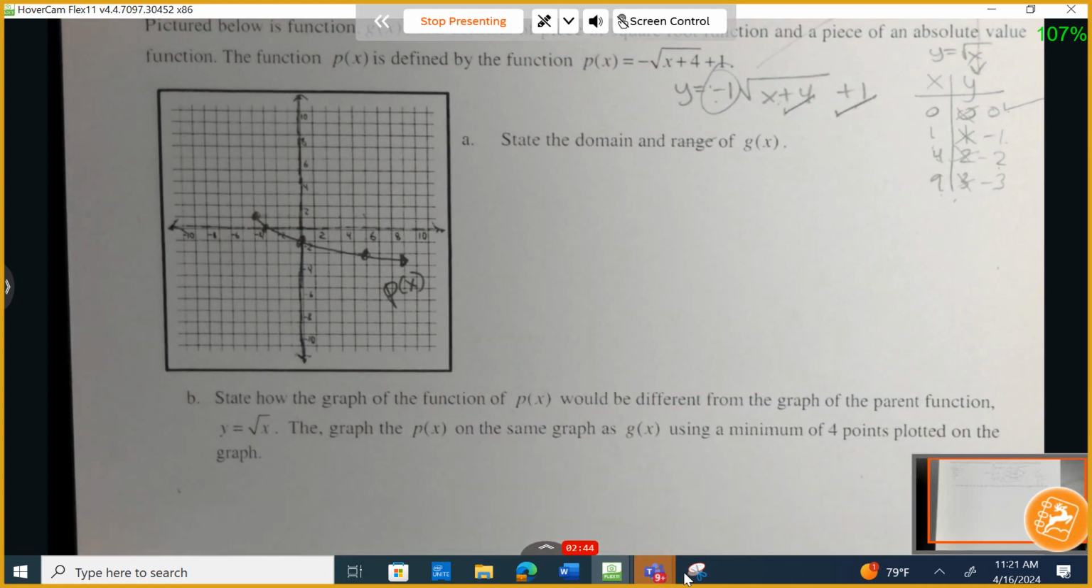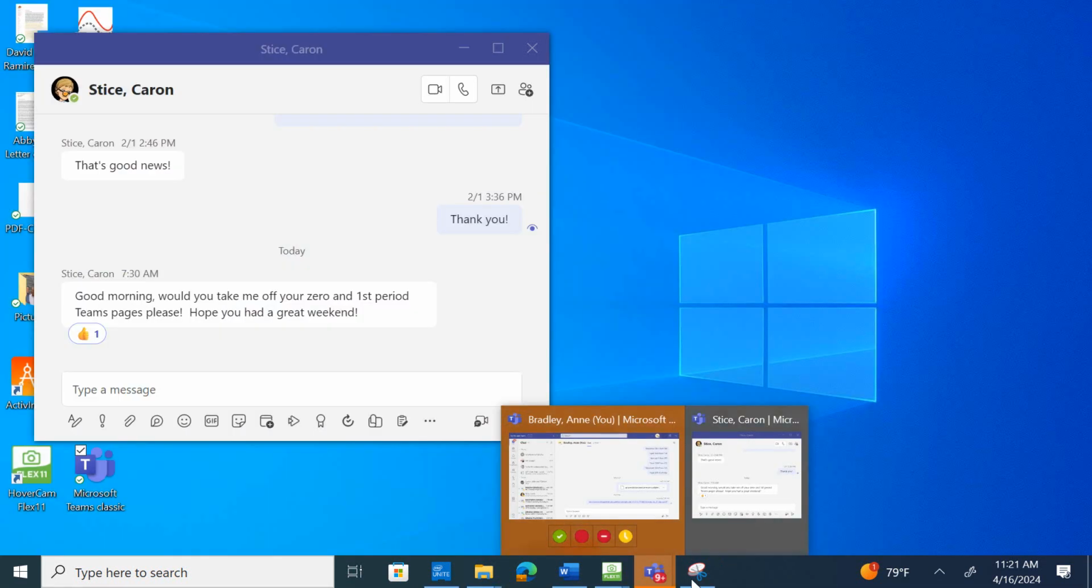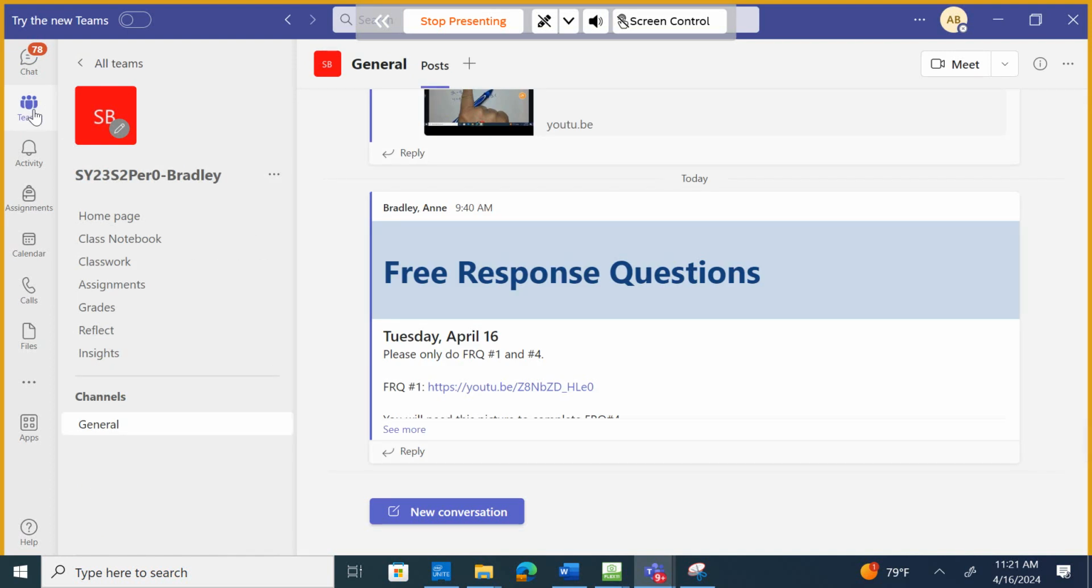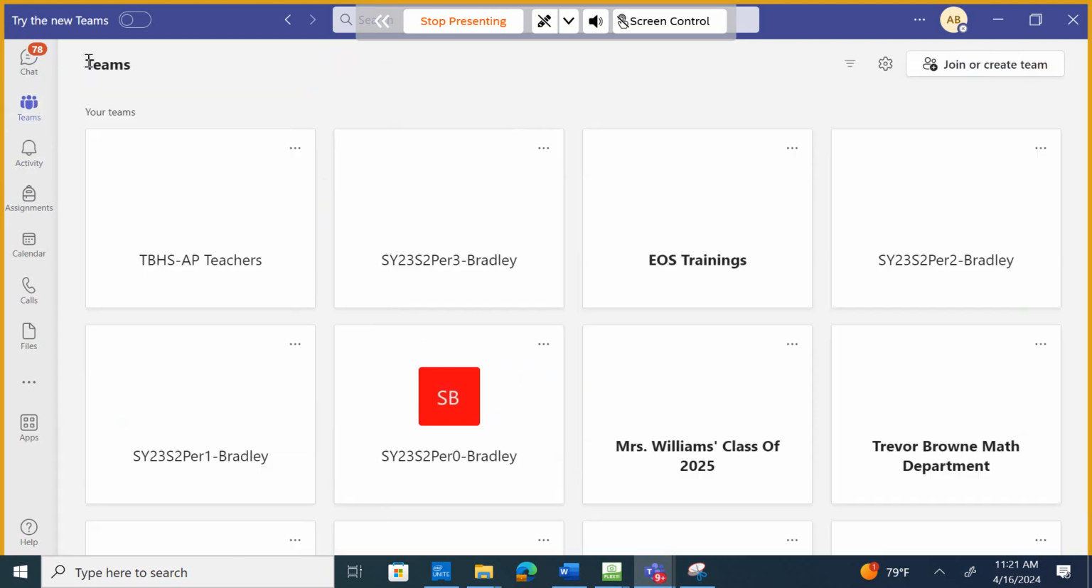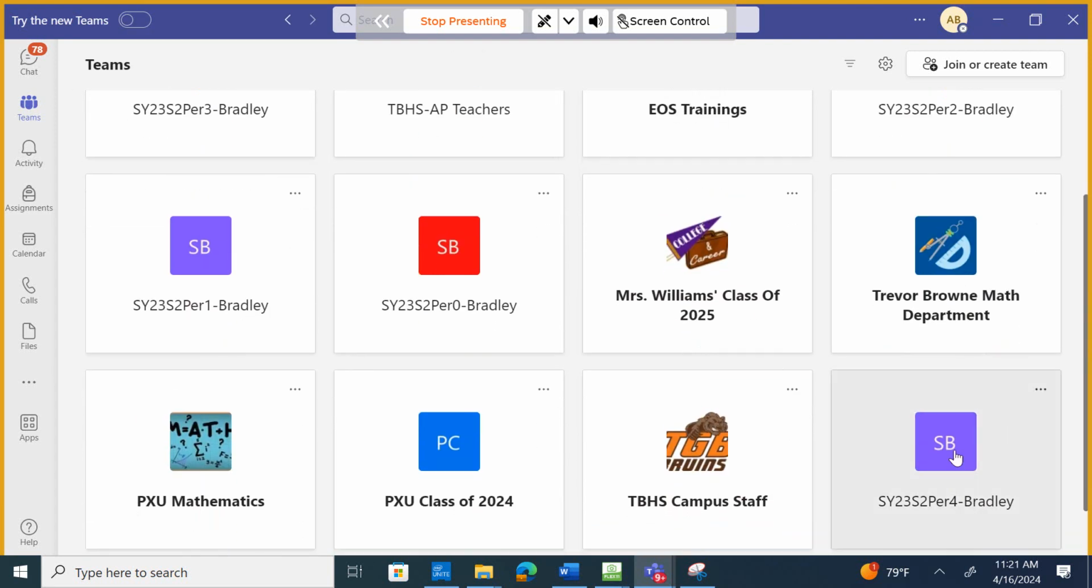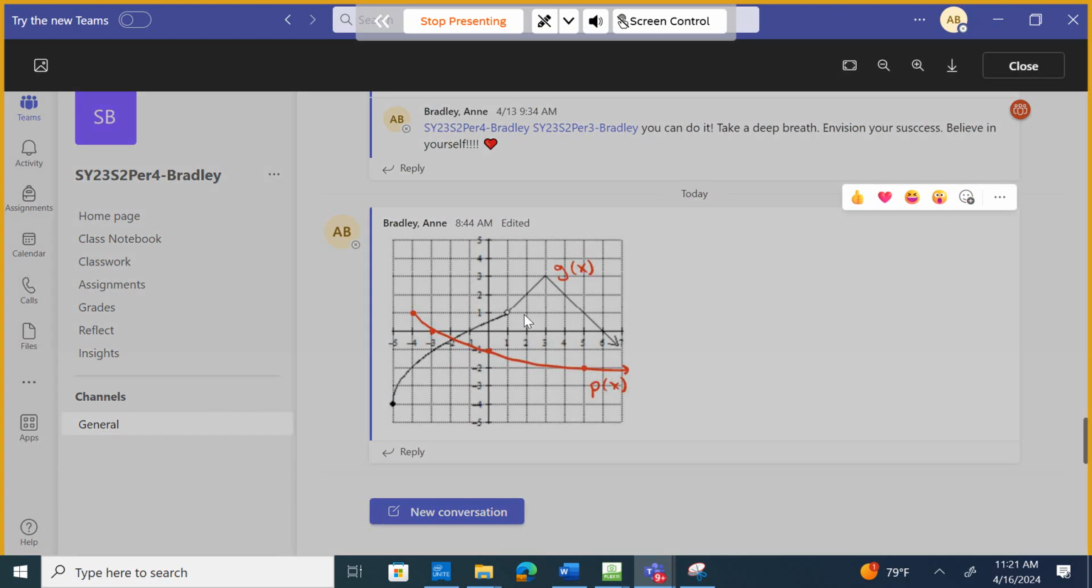of x. So where can you find g of x? If you go right now, let me find it, into your Teams page. Any of these Teams pages will have it. I'm going to go to period 4 with who I'm working with right now. Give me 1 second. See if you guys see your period 4. There it is. Period 4, it is right here. I'm going to click on it.